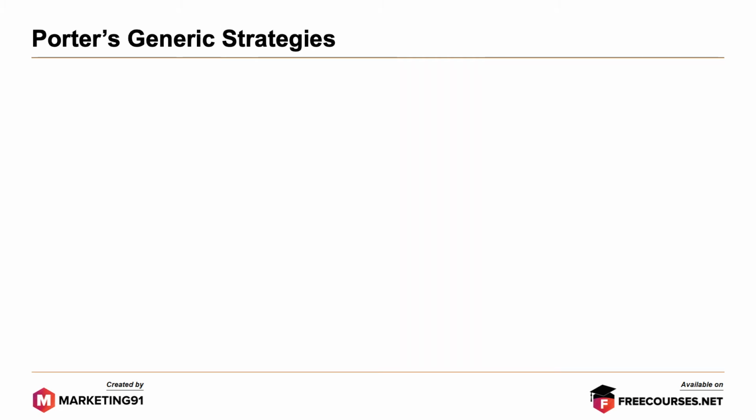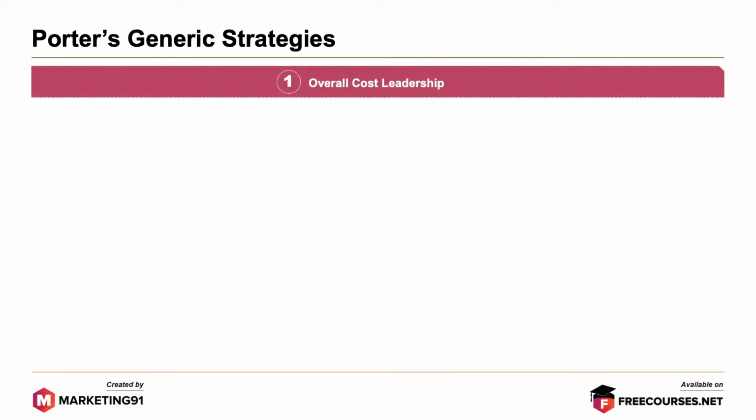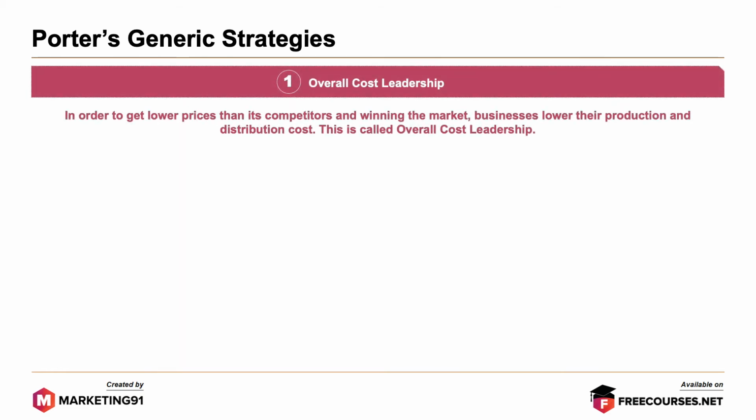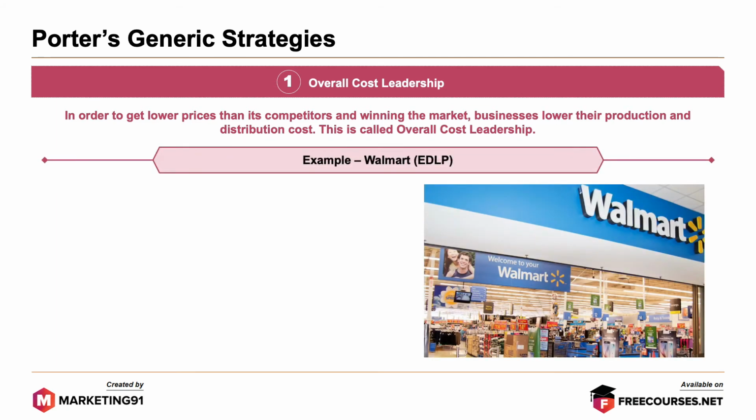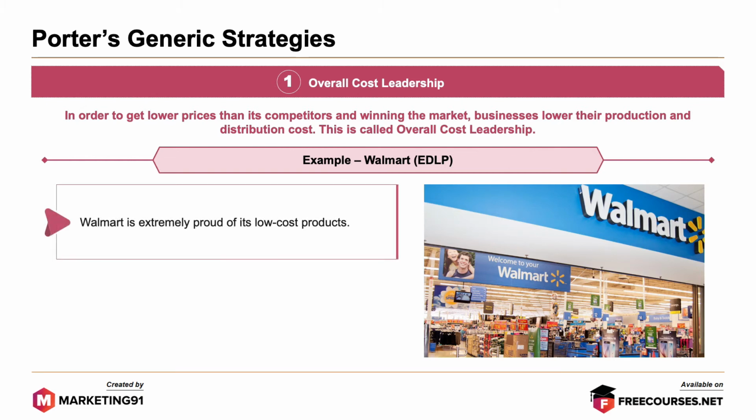In this case, Porter's generic strategies is something that needs to be considered, which includes, first, overall cost leadership. In order to get lower prices than its competitors and win the market, businesses lower their production and distribution cost. This is called overall cost leadership. The best example in this case is Walmart's everyday low pricing strategy.